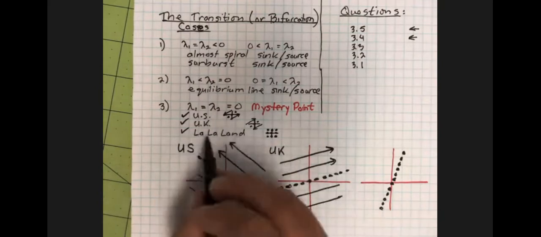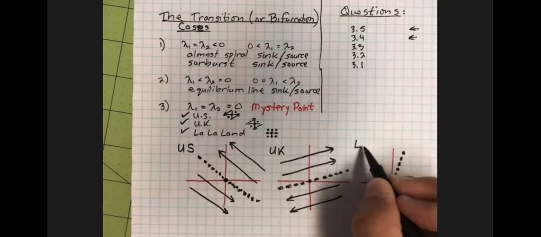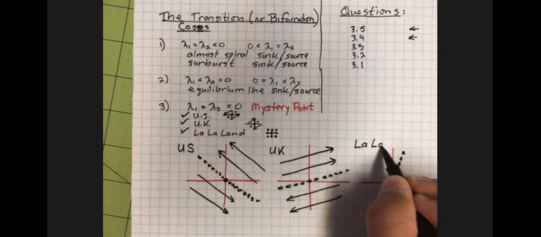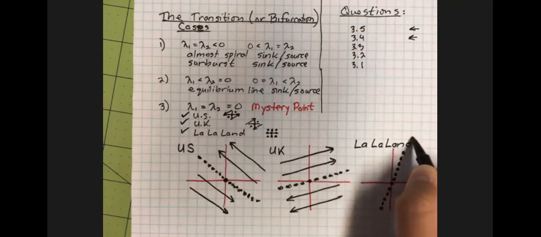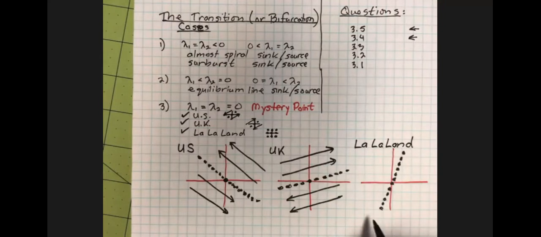Okay, third example. I call it La La Land for two reasons. And this would be the example of everybody is zero. That's the only way to do this.